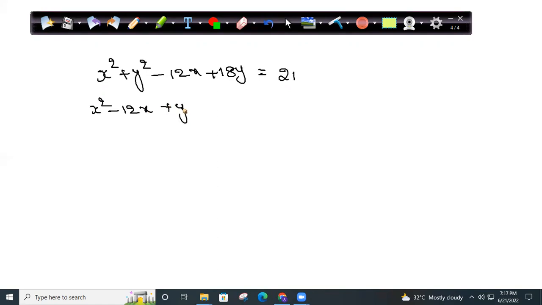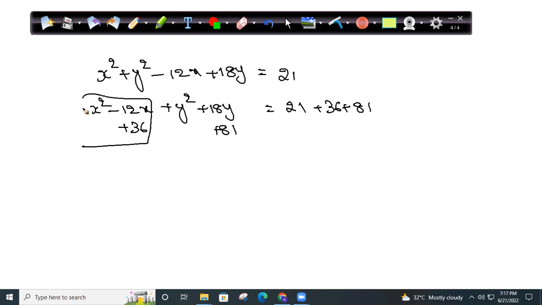Most important: find the center and radius of x square plus y square minus 12x plus 18y equal to 21. See how I am going to write this. I'll write x square minus 12x plus y square plus 18y is equal to 21. First I'm rearranging. Here I need to add 36, because 12 by 2 is 6, and 6 square is 36. Then 18 divided by 2 is 9, and 9 square is 81. So I'll also add 36 and 81 on the other side.